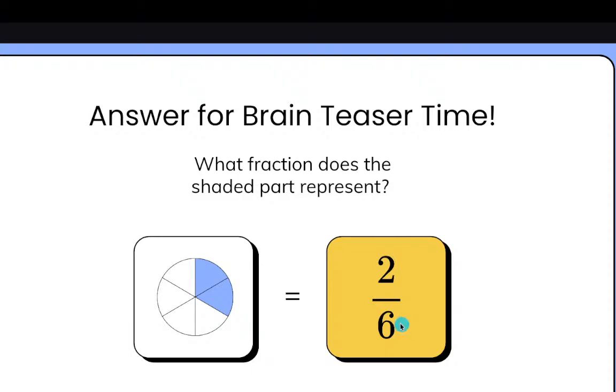So again, write this in your notebooks if you want to make notes. The number on top is called the numerator, and it tells us how many parts we have, whereas the bottom number is called the denominator. That tells us how many parts there are in total.